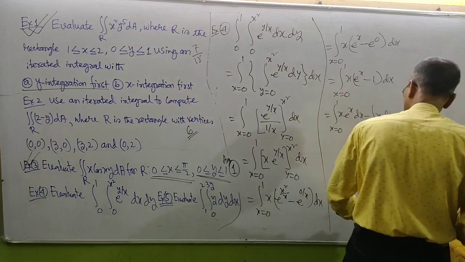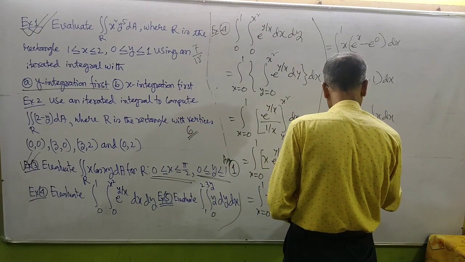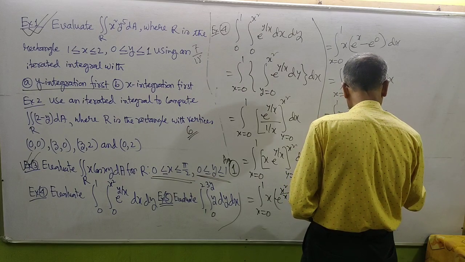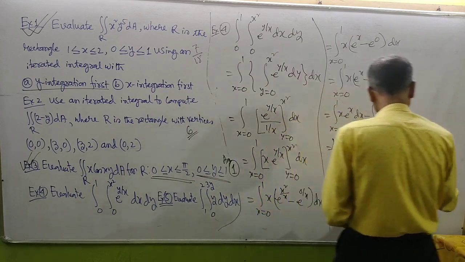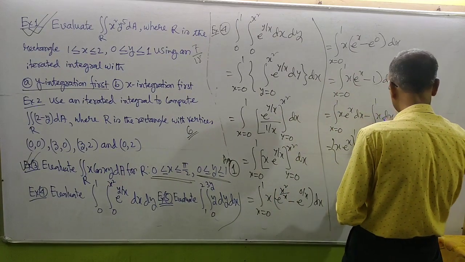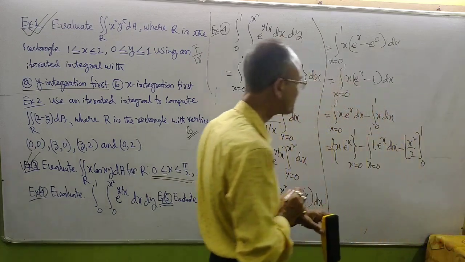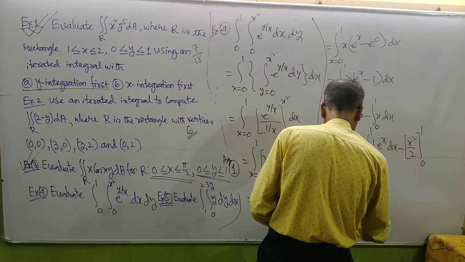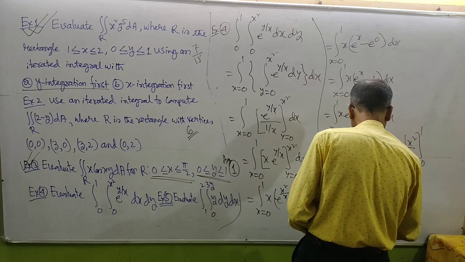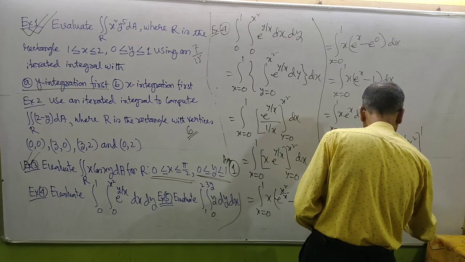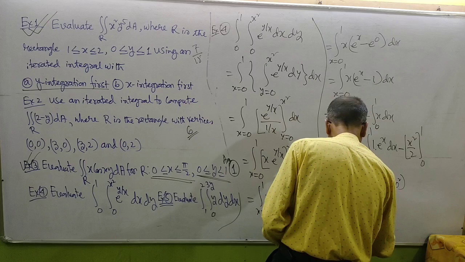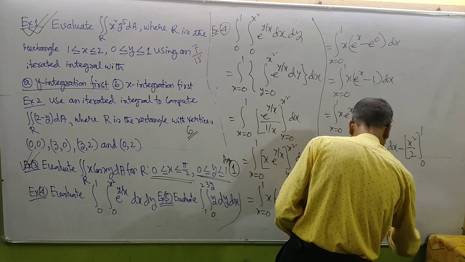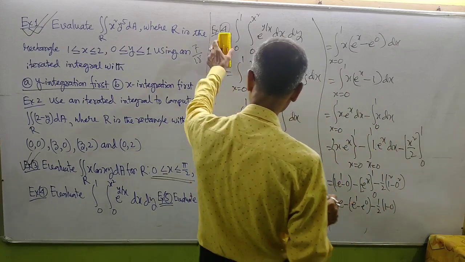Look at this one. This is equal to the first function times the integration of the second function, x equal to 0 to 1, minus the integral of the differentiation of the first function times the integration of the second function, minus x square by 2, 0 to 1. Look at this one. This is equal to 1 into e to the power 1 minus 0, minus e to the power x, 0 to 1, minus 1 by 2 times 1 square minus 0 square. This is equal to e minus, it will be e to the power 1 minus e to the power 0, minus 1 by 2 times 1 minus 0.